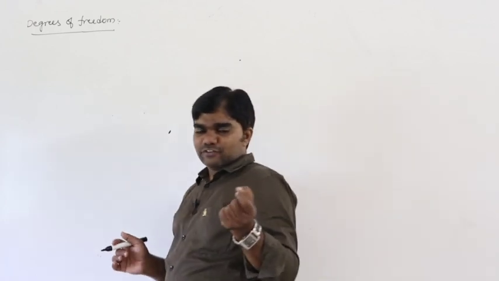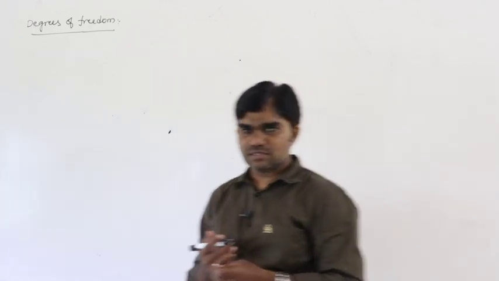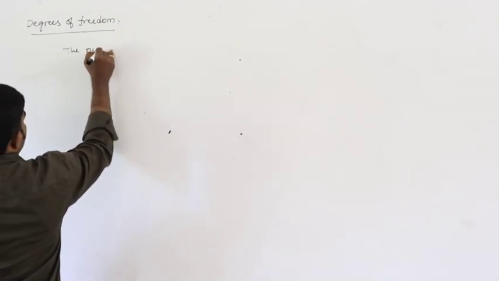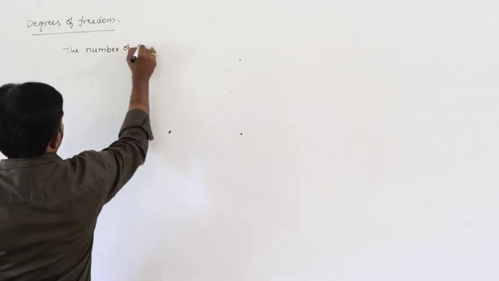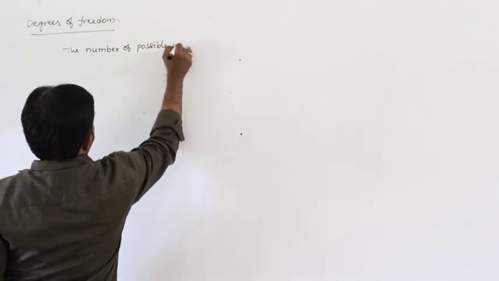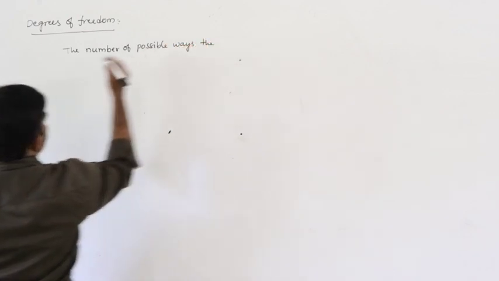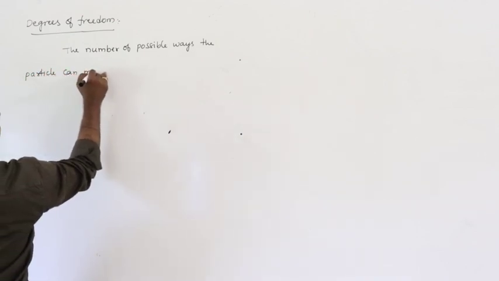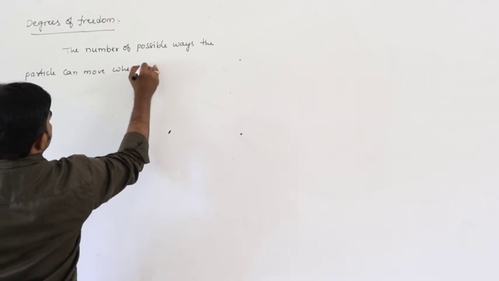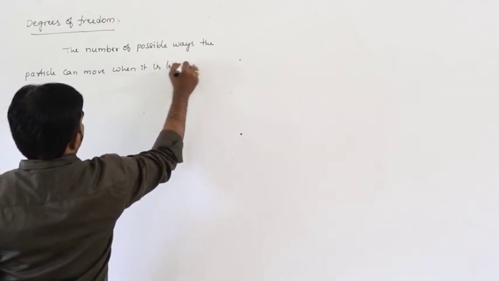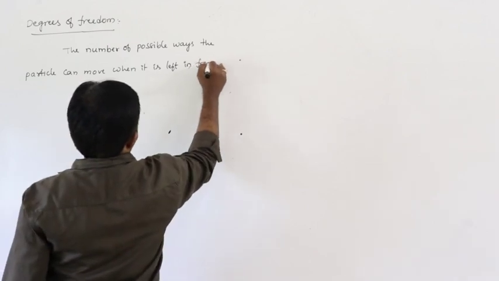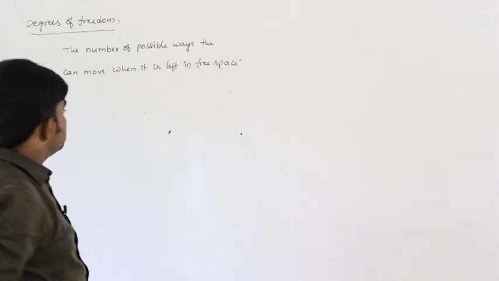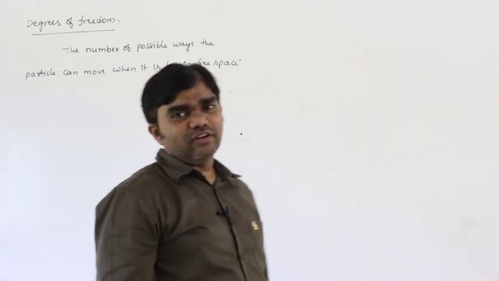So the best definition of this is: the number of possible ways the particle can move when it is left in free space. That is called degrees of freedom. The number of possible ways the particle can move when it is left in free space.